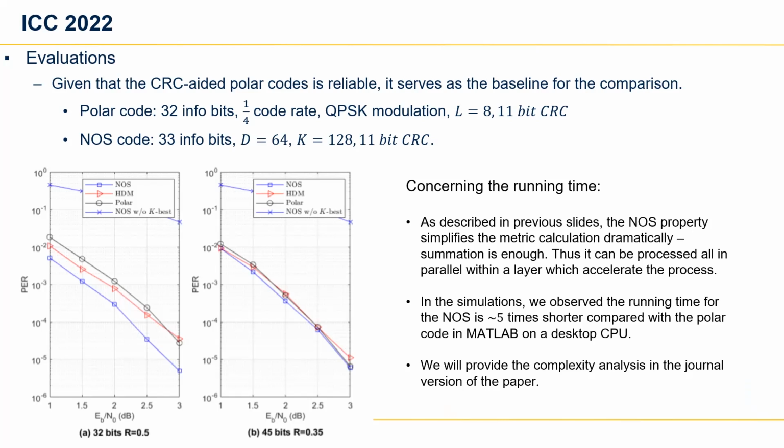And finally, it is about the running time. As described in the previous slide, the NOS near-orthogonal property simplifies the metric calculation quite dramatically. We can calculate the metric by using simple summations, which means we can process the scheme all in parallel within a layer, which accelerates the process. Moreover, in these simulations, we observe the running time for the NOS code is about 5 times shorter compared with the polar code simulated in MATLAB on a desktop CPU.